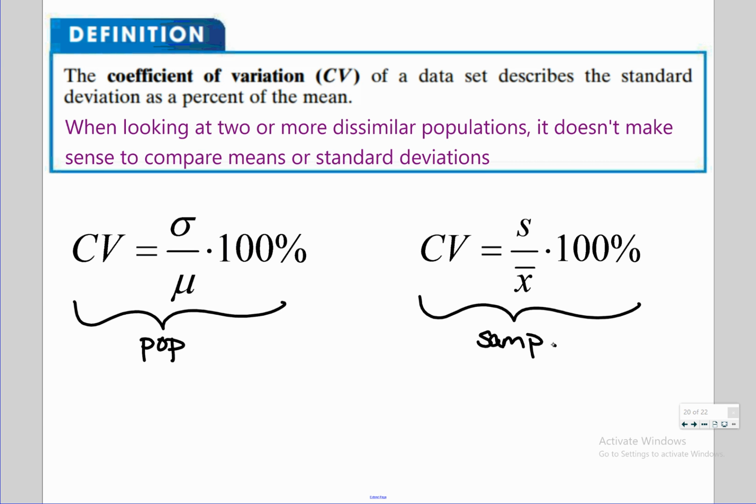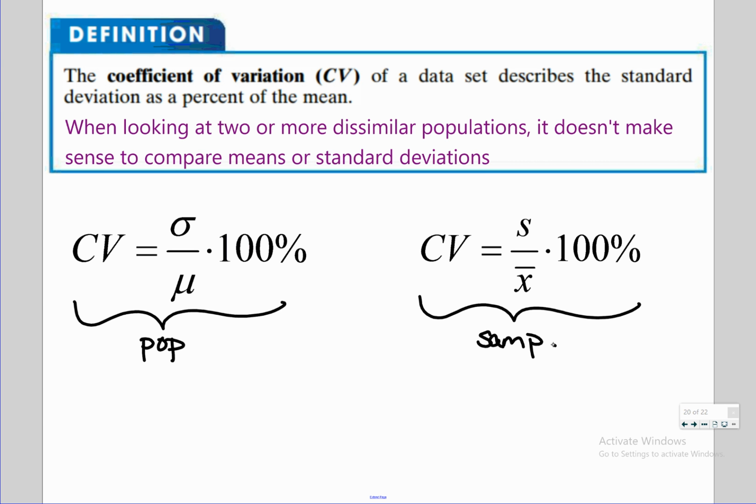Those are dissimilar sets. So we calculate the coefficient of variation, and whichever one has a larger percentage has larger variation in the data set. So it just tells us this one varies more than the other one does. It's a way of comparing two things that aren't alike.